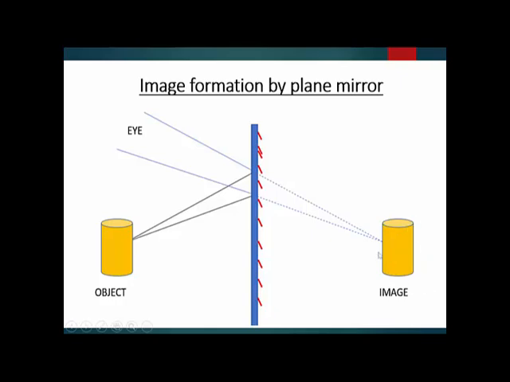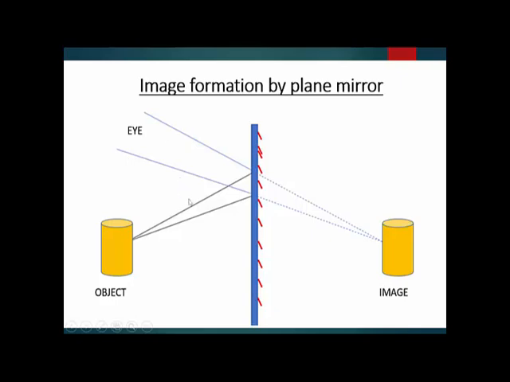Now suppose if you move ahead, what do you see? What changes in the image will you see? The image will also be coming closer to the mirror. You walk close to the mirror, your image will also walk close to the mirror. When you go far from the mirror, your image will also go far from the mirror.